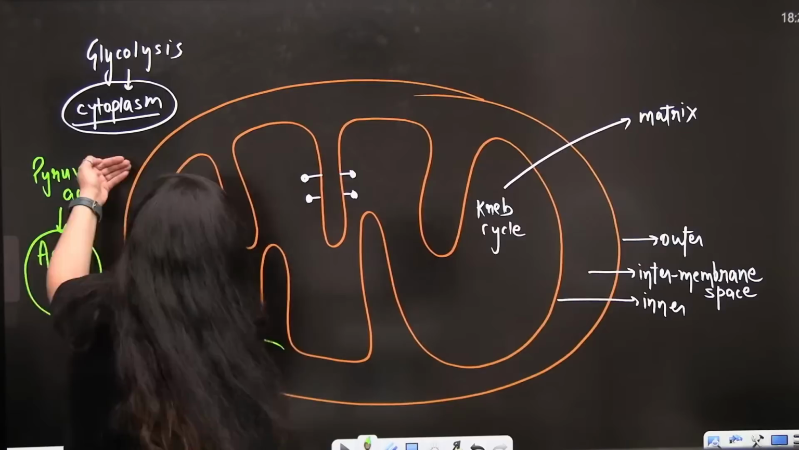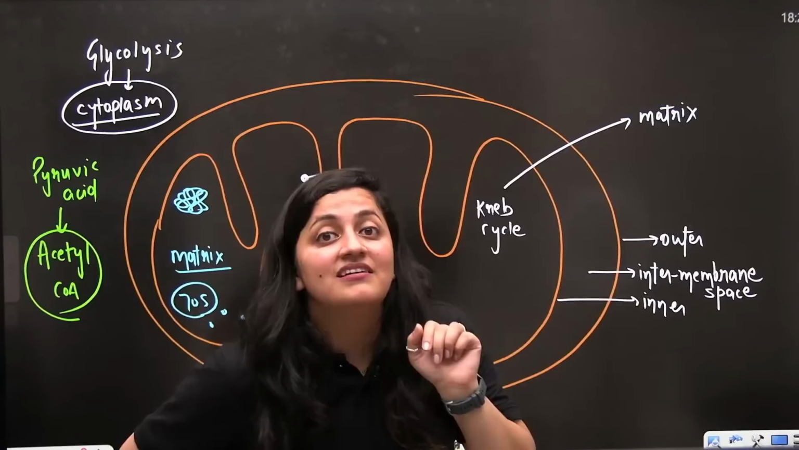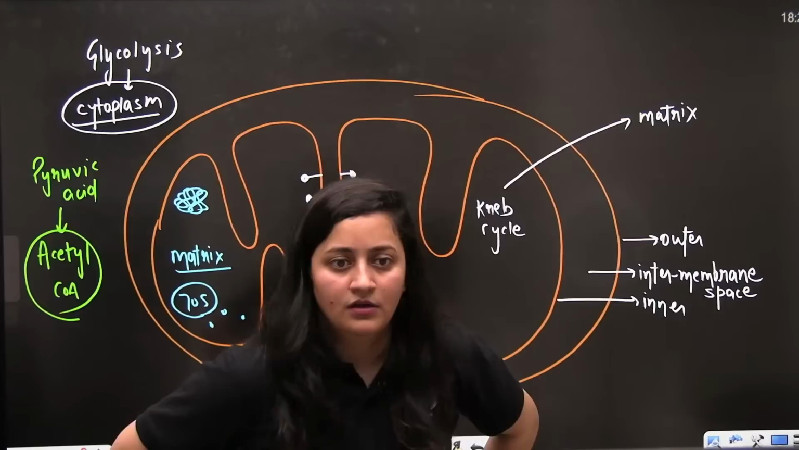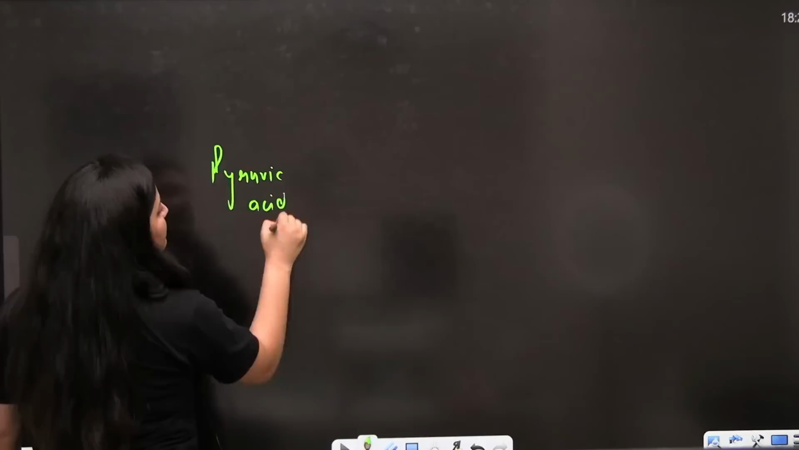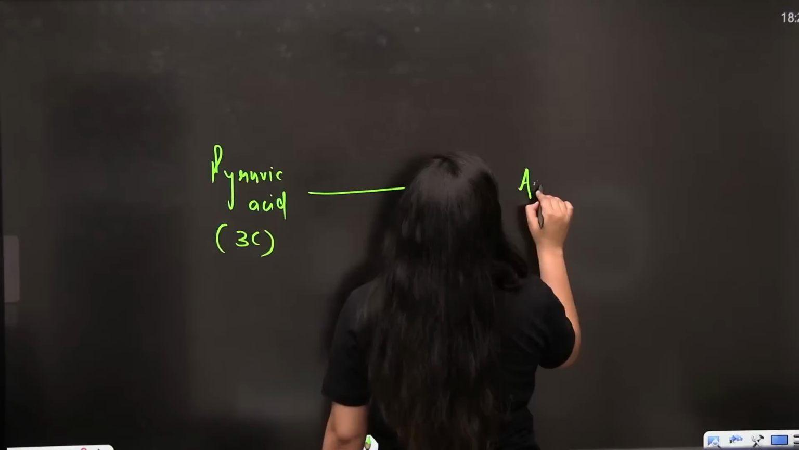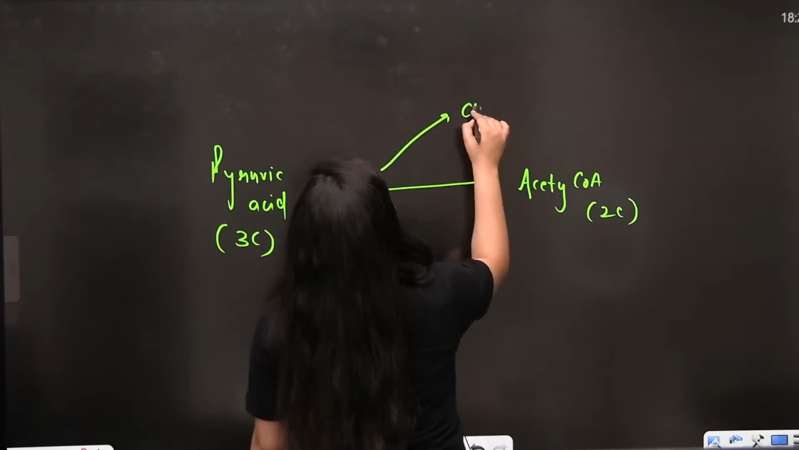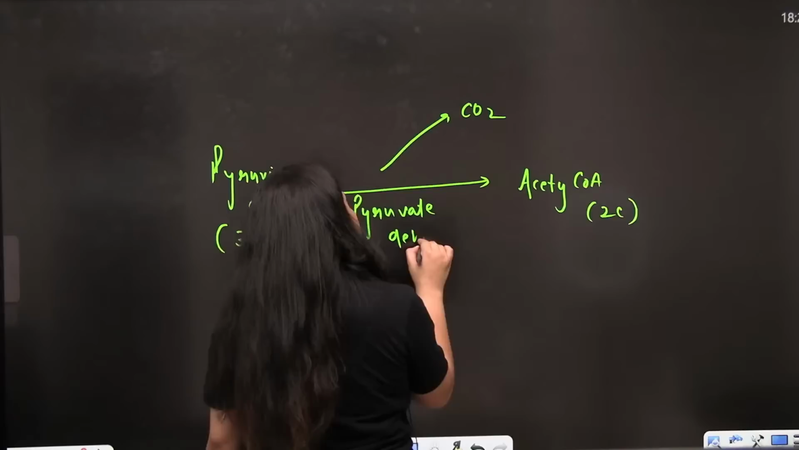as link reaction, it is known as transition reaction, it is also known as oxidative decarboxylation, because here your 3 carbon containing pyruvic acid will be converted to acetyl coenzyme A having 2 carbon, because one CO2 will be released, and here the enzyme used is pyruvate dehydrogenase complex.